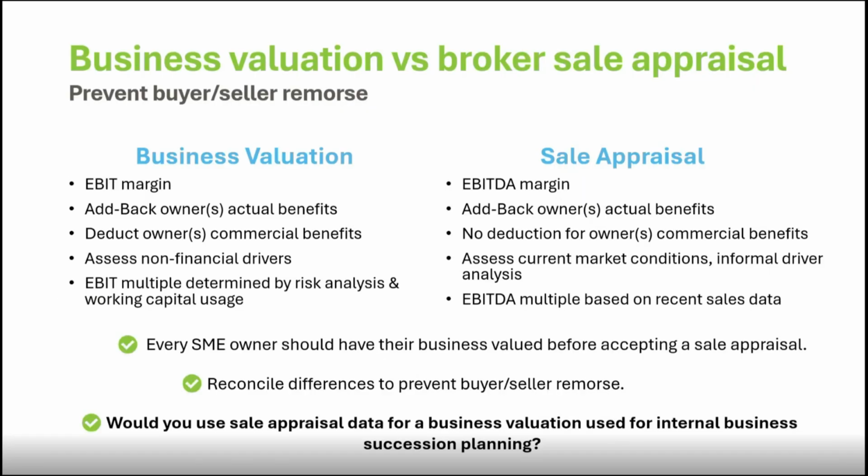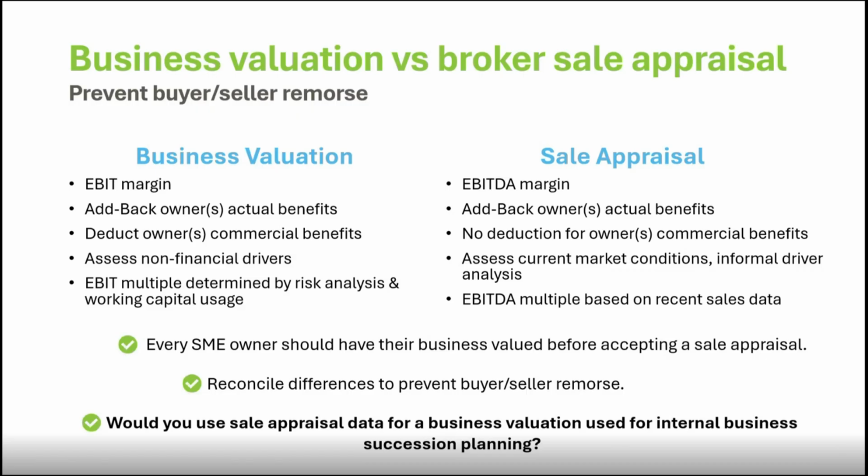I'd like to end the session on the CGT reforms by very quickly discussing the difference between business valuation and business broker sale appraiser data and processes. You can see on your screen that the business valuation is based on an EBIT margin. You add back actual owner benefits, deduct commercial benefits, and assess the non-financial drivers. We've gone through that. And the EBIT multiple is determined by a risk analysis and the working capital usage of the business.